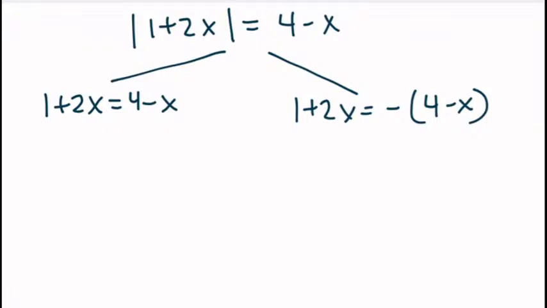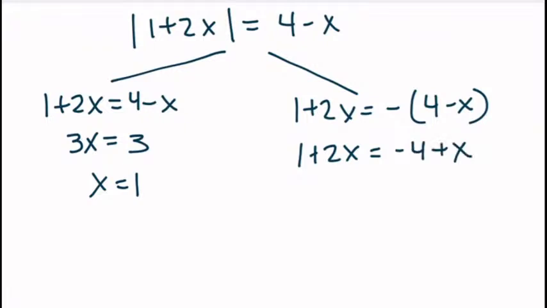Let's go with the left side first. I'm going to add 3x on both sides, and then that's going to get us to 1. This side, let's first distribute the negative, and so you get negative 4 plus x. And then we solve it like any other normal equation. Let's do x equals negative 5.